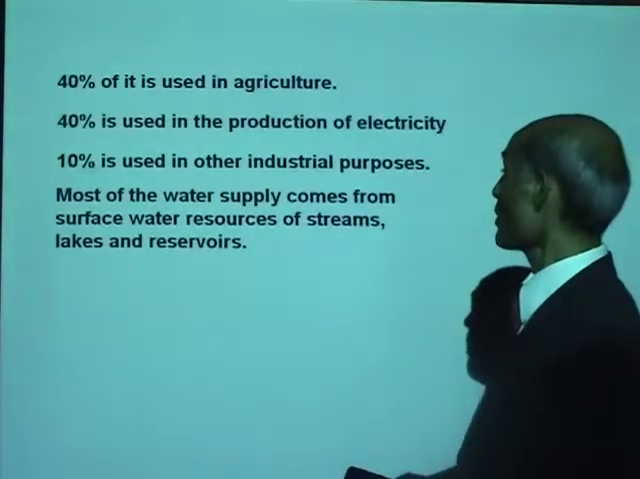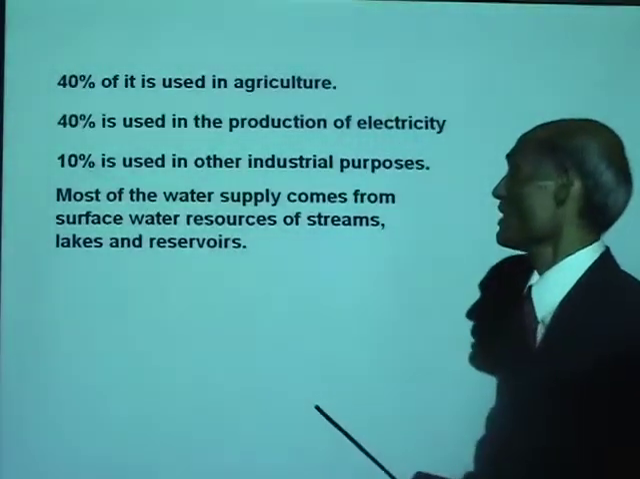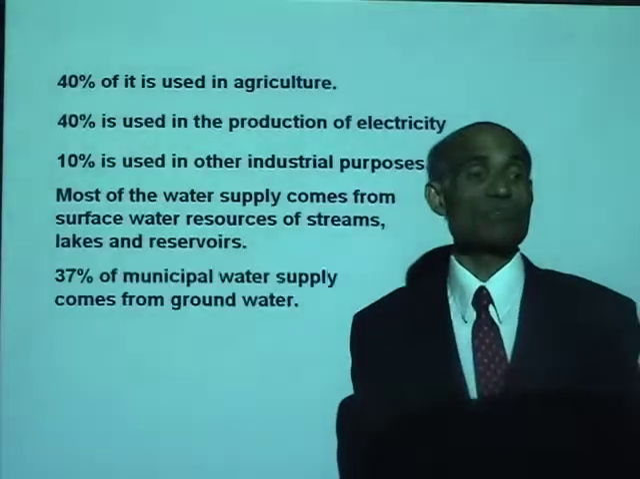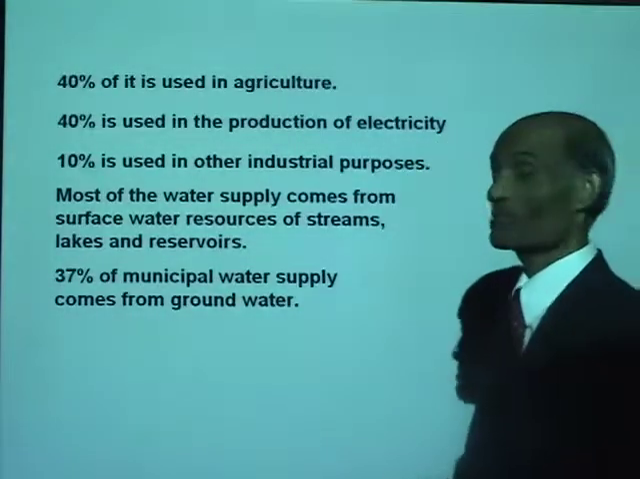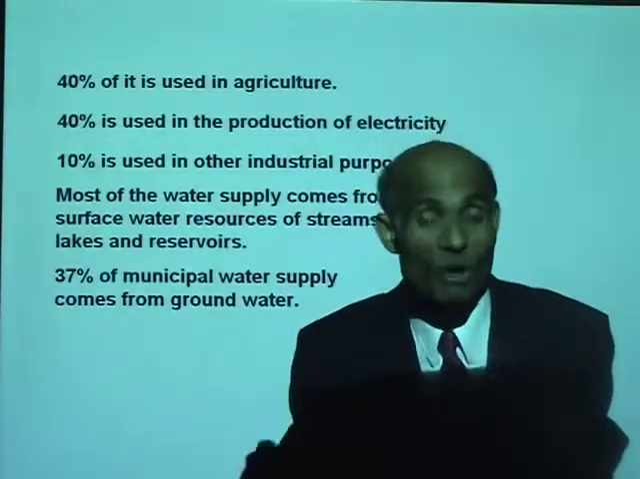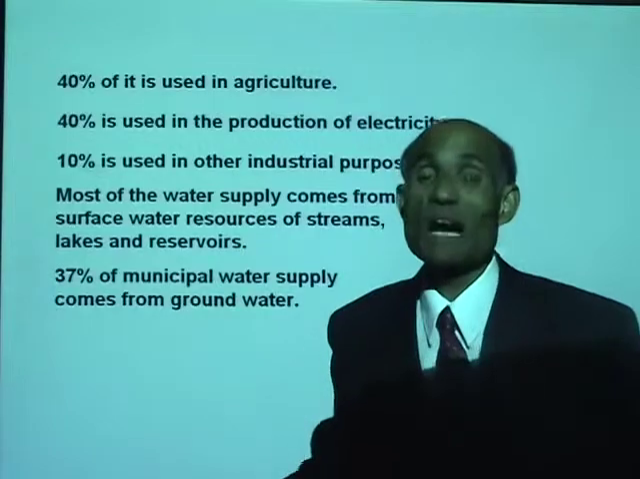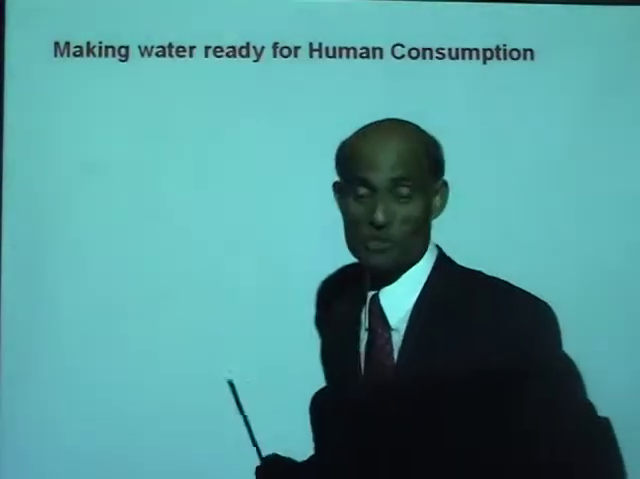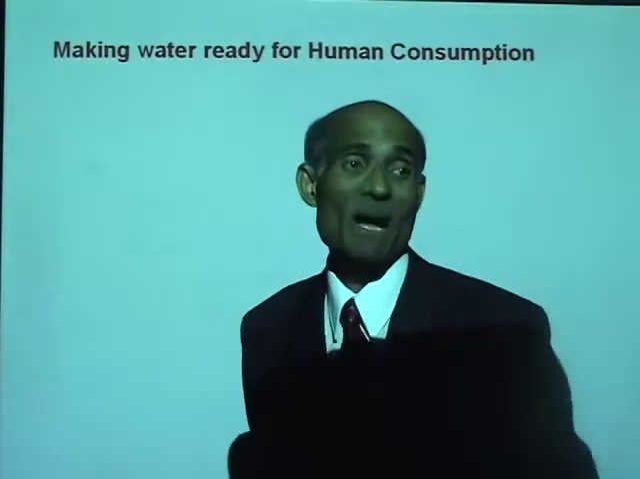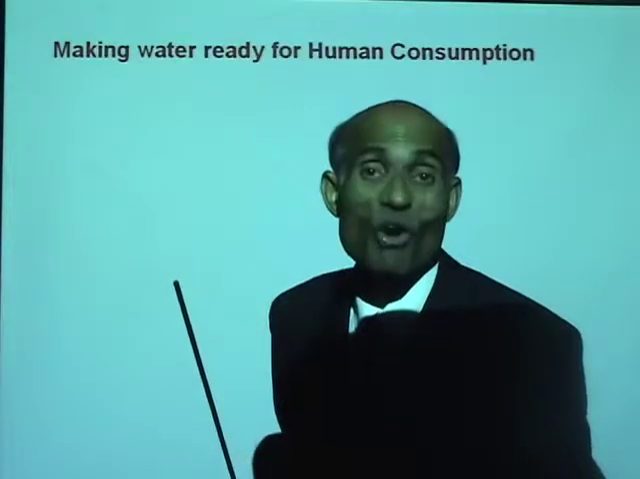And most of the water supply comes from surface water resources of streams, lakes and reservoirs. 37% of municipal water supply comes from groundwater. So all these are ways we use our fresh water resources. Well, let's now spend a few minutes talking about how to make water ready for consumption.